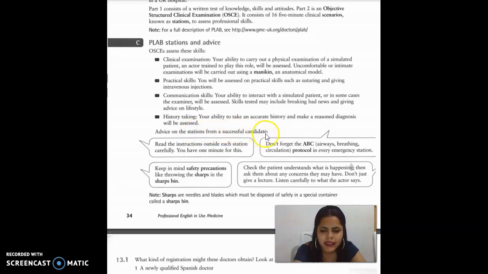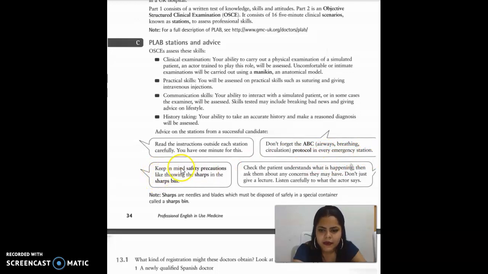Advice on the station from a successful candidate. Read the instructions outside each station carefully. You have 1 minute for this. Don't forget the ABC: airways, breathing, circulation protocol in every emergency station.